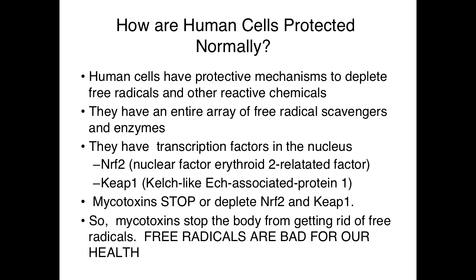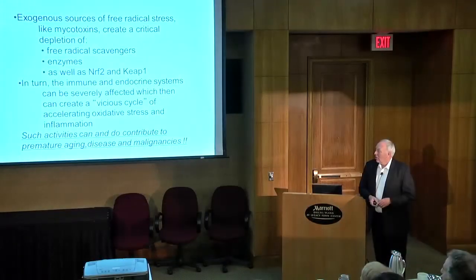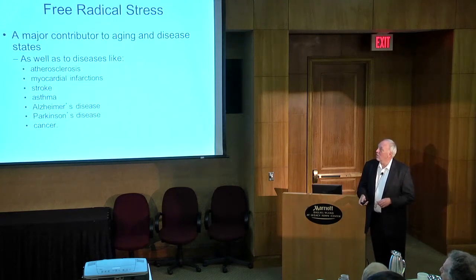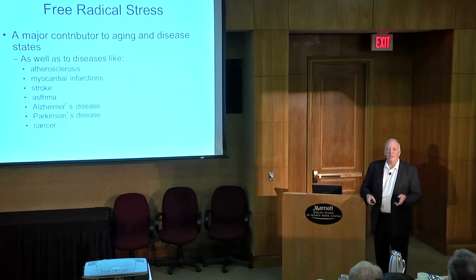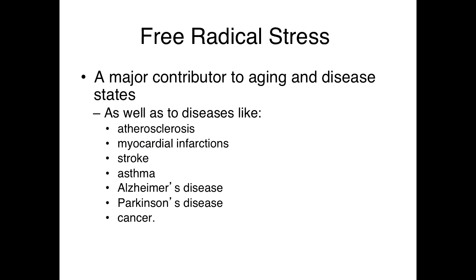The free radicals, as you know, are bad for our health. The exogenous sources of free radical stress, like mycotoxins, create a critical depletion of these scavengers, the enzymes, and NRF2 and KEAP1. In turn, the immune and endocrine systems can be severely affected, which then can create a vicious cycle accelerating the oxidative stress, aging, and inflammation. Such activities can and do contribute to premature aging, disease, and malignancies. So free radical stress, you've all known this from your reading just in the newspapers, is a major contributor to aging and disease states, as well as to diseases like atherosclerosis, myocardial infarcts, stroke, asthma, Alzheimer's, Parkinson's, and cancer.